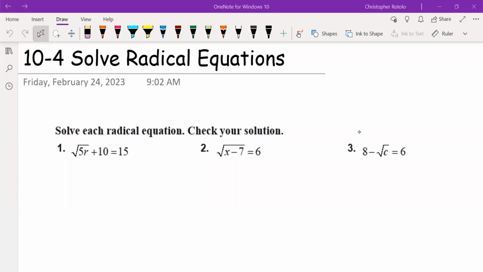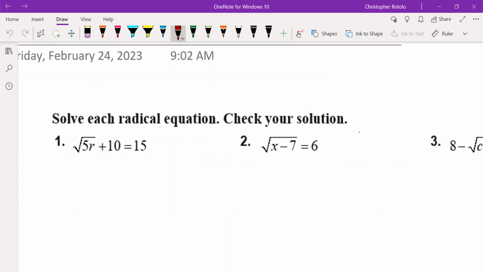Hey, Algebra 1, just a quick lesson here on solving radical equations. It'll be a nice review of solving equations to start with, and we just have these radicals on top of it. So the idea is I want to get this whole thing right here all by itself. So to do that, we're going to subtract 10, just like you would if we were solving this anyway.